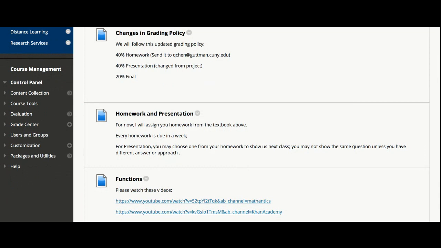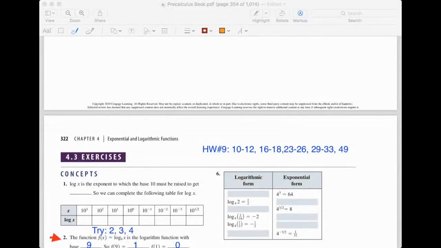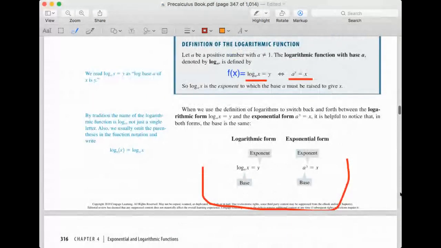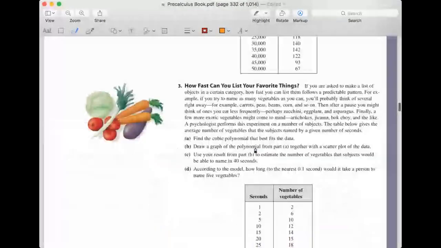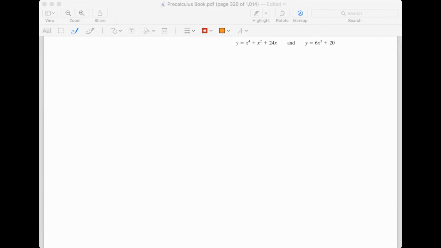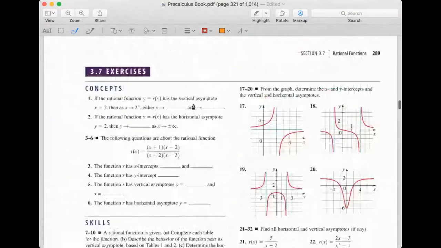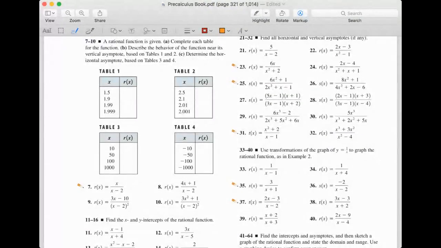Homework 7 about problems 61 and 63. Let's see that. Can you remind me, homework 7 is which section? Three point seven. Okay, right here, 3.7. So 61, 63.